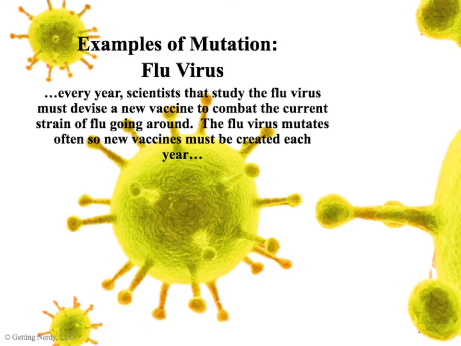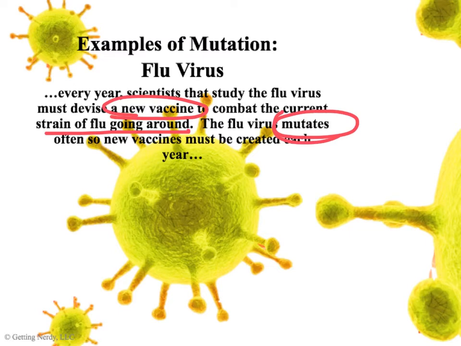Another example of a mutation would be a flu virus. Every year, scientists that study the flu virus must devise a new vaccine. So seemingly, we never get enough of the flu virus shots because the new vaccine is to combat the current strain of flu around. This is because the virus mutates very often, so new vaccines have to be created each year.